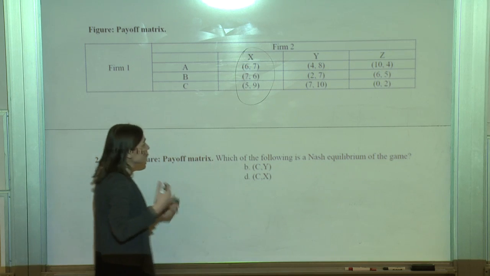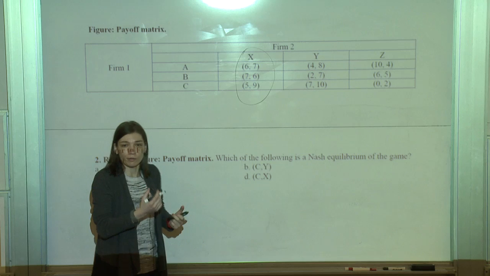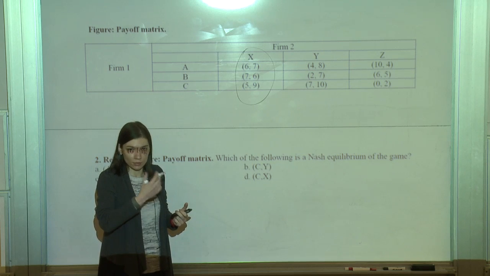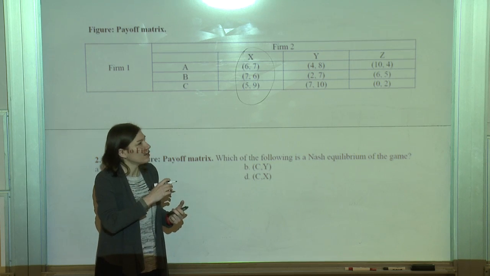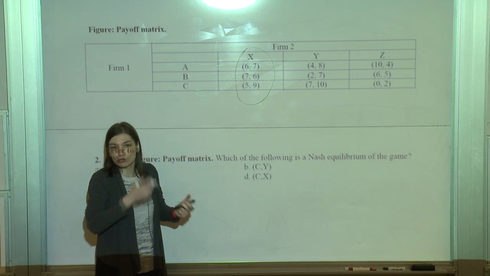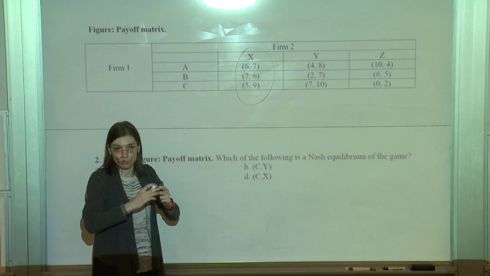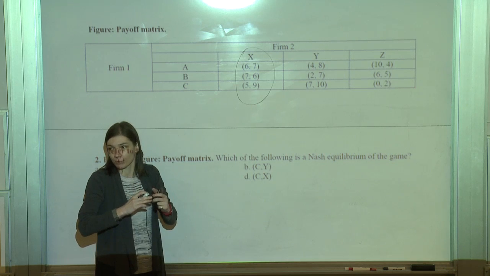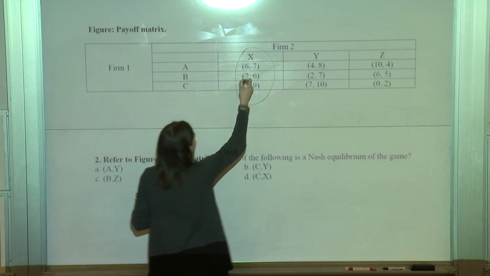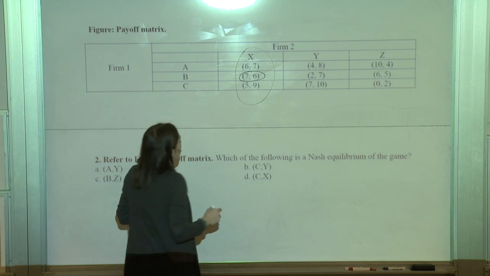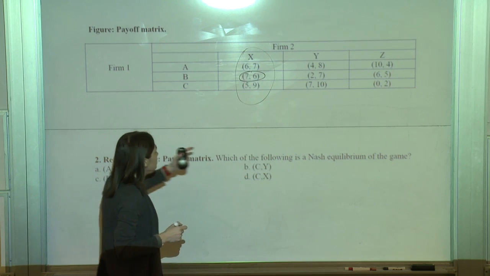Another trick is to circle the optimal choice for each player. Maybe use different colors, or use circles and squares. Then whenever there's an overlap between the strategies, that's going to be your Nash equilibrium. So in this case, I'm going to use circles here. That's my optimal strategy in the first case.